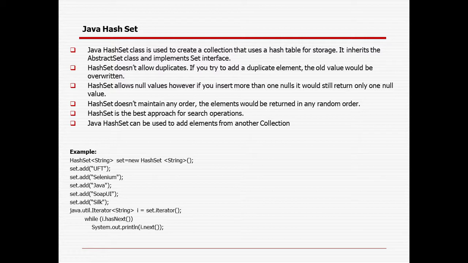Java HashSet can be used to add elements from any class collection, right? I will show you how we can add elements using any kind of collection like LinkedList or ArrayList. So this is the sample example I have given. HashSet, then you need to provide the data type, create an object or instance, then new HashSet and the data type again, and we can add multiple values, including duplicate values and blank values. I will show you one by one, and using the iterator class and a while loop we can print all the values one by one.